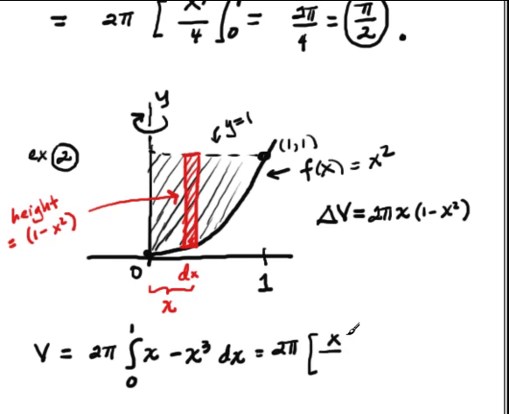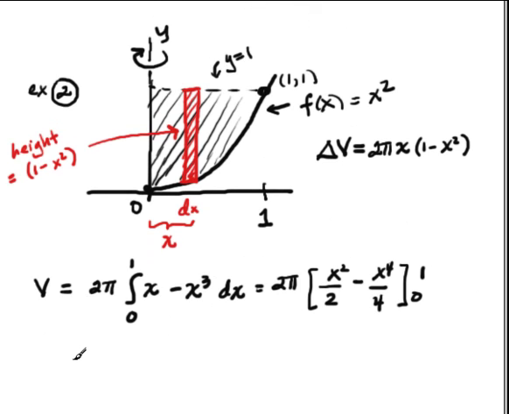Do the power rule: x squared over 2 minus x to the 4th over 4, and substitute in from 0 to 1. Now what do we have? We have 2 pi times 1/2 minus 1/4. When we substitute in 0, we get 0. So that's 2 pi times 1/4, 2 pi over 4, or pi over 2.